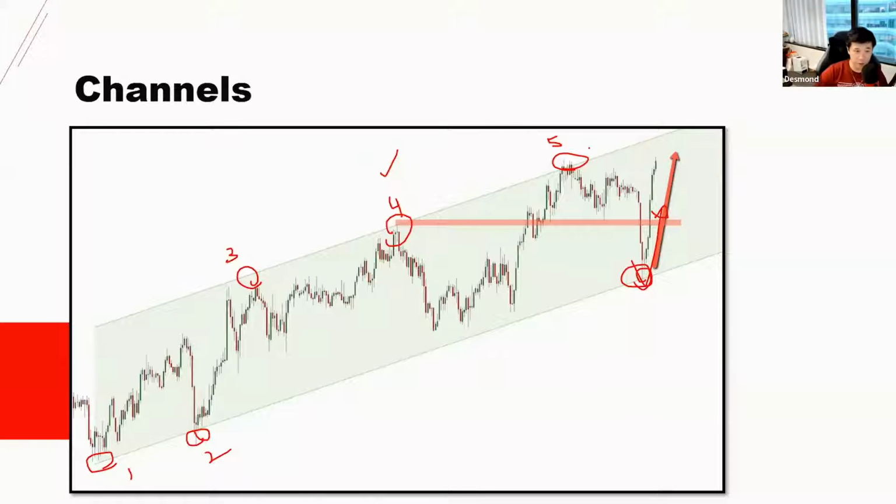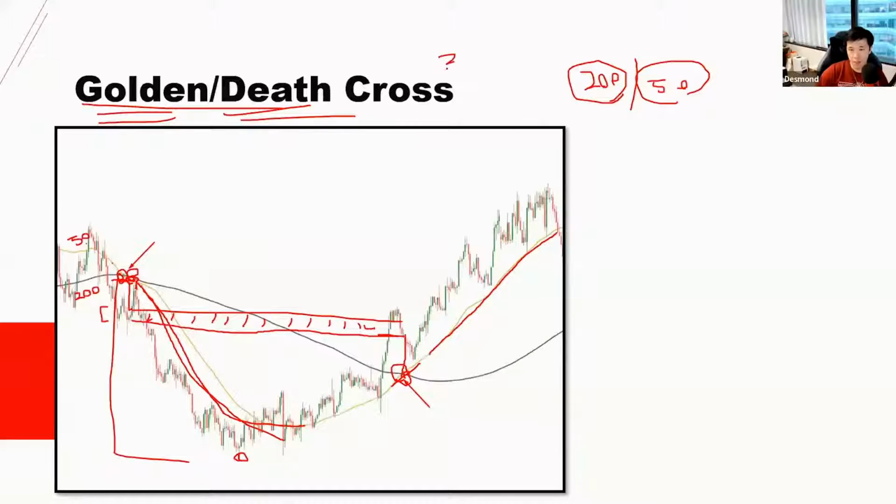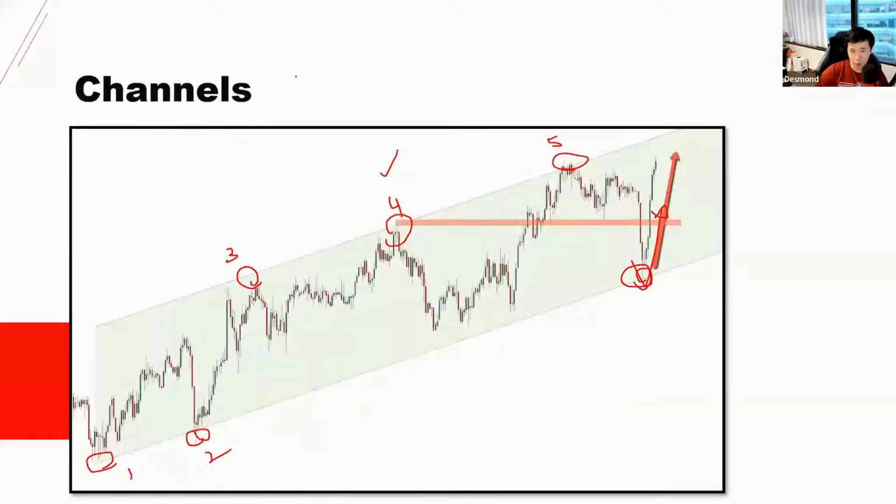So what have we covered so far, right? Now I'm going to show you how it all comes into play later when we combine them together. But you can see we have the Ichimoku cloud over here, that's number 1. Golden and death cross number 2, price times moving average crossover 3, and channels number 4. The fifth thing that I wanted to teach you guys is actually the natural moving average. This is one of the key parts of what we're going to cover today, because it's a concept which very few people know about.